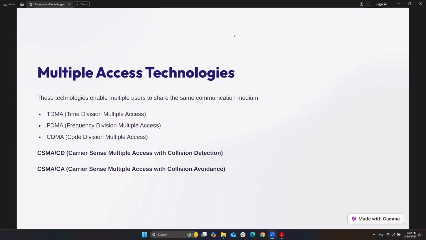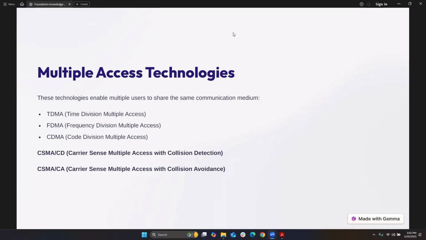When multiple devices try to send data over a shared network, collisions can happen. To avoid these collisions, two methods are used. The first one is CSMA/CD, carrier sense multiple access with collision detection. These are mostly used in Ethernet wired networks. How it works is that the devices check whether the communication channel is free before sending the data. If two devices send data at the same time, a collision is detected and both devices stop. They wait a random amount of time before trying again.